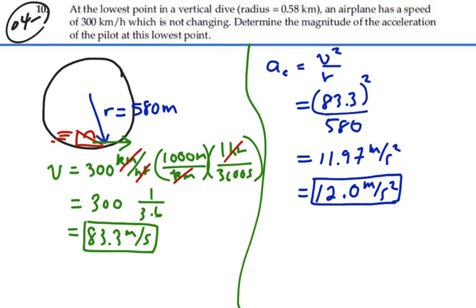What's to note here is that we have gravity acting on this plane, we have air friction, we have the engine of the plane, all contributing and ultimately giving it a net acceleration of 12 meters per second squared upward at this point towards the center of this circle. And that's strictly the acceleration, 12.0 meters per second squared.